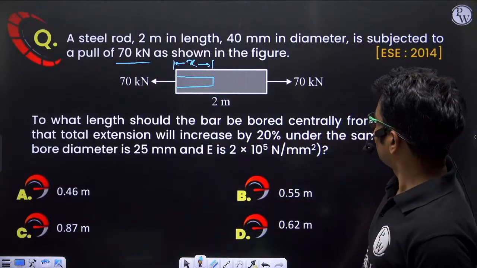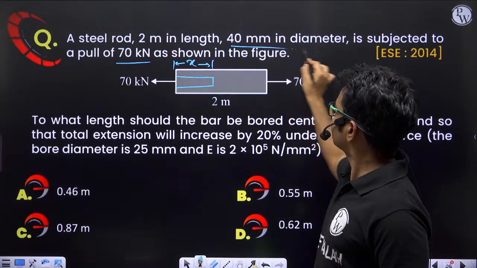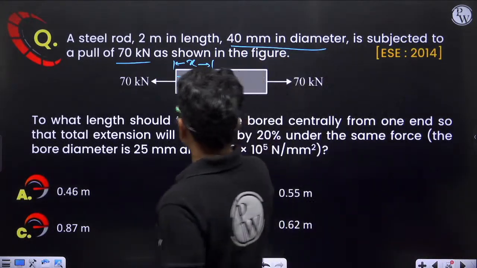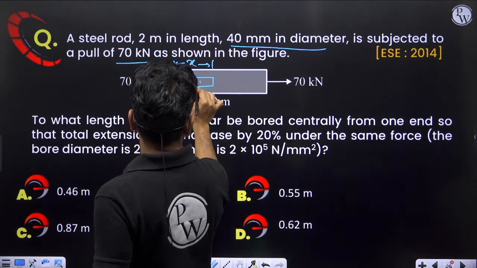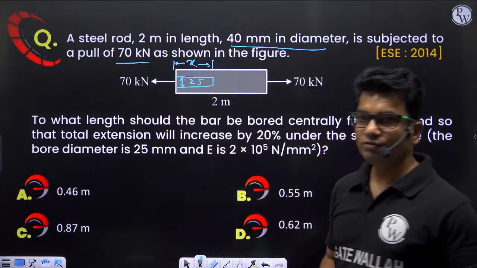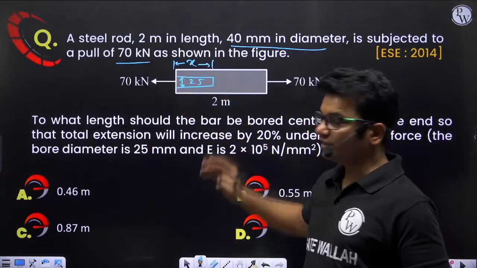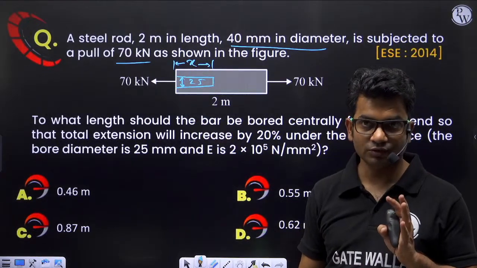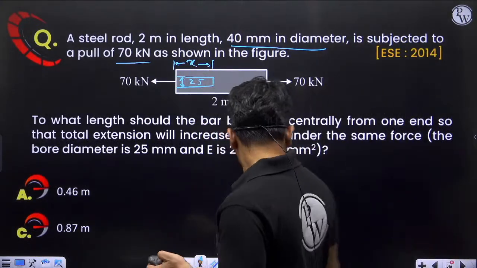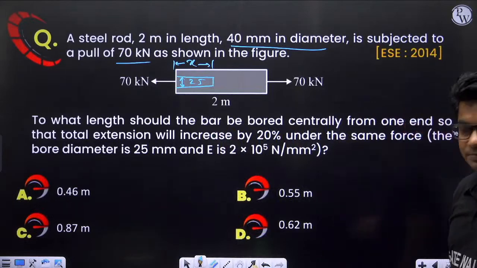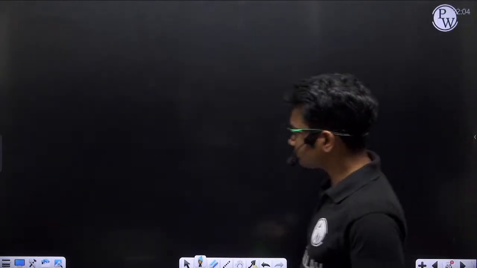Okay, so original diameter is 40 mm, then this bore diameter is 25 mm, and now we have to find out the length to which it is bored. This is a very good question. Do you want to try yourself? Okay, let me solve it.